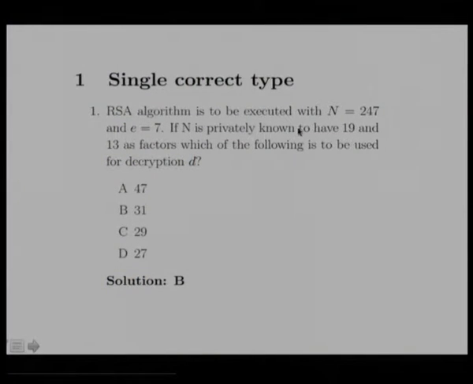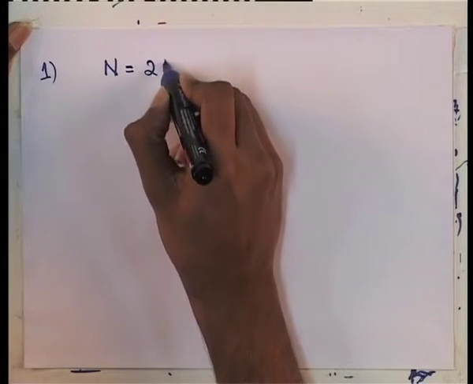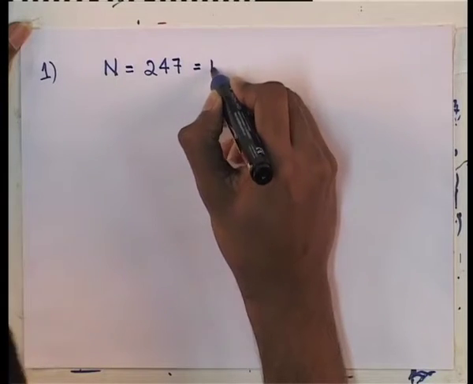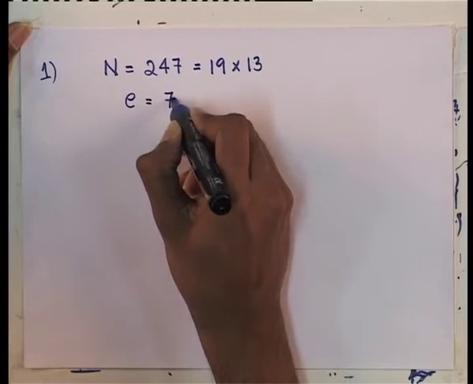In problem 1, it is mentioned that in the RSA algorithm we are using n equal to 247 and E is 7, and we are asked to find D. It is also given that the factors of N are 19 and 13. N is 247, which is 19 times 13, and E is 7.